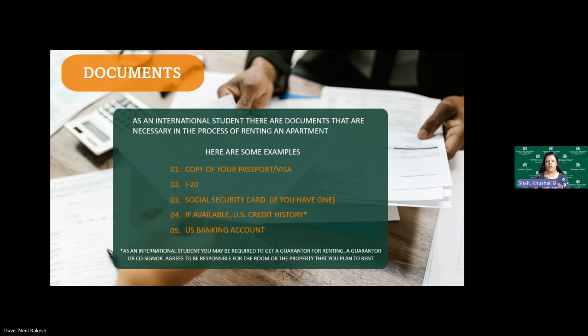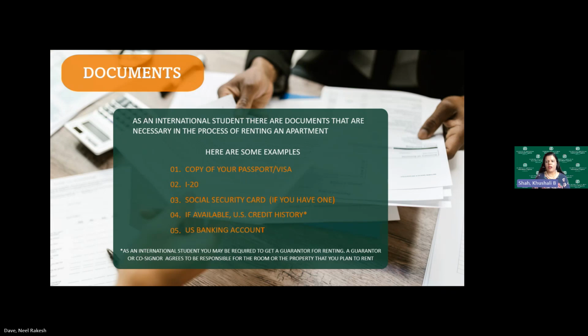Like I mentioned, a lot of apartments in the UTD neighborhood are international student friendly, and they will give you the option to still rent as an international student, but you may have to do additional paperwork or you may have to pay a small fee depending on what apartment complex you're trying to rent. But make sure you have your immigration documents like your passport, visa, your I-20, and you will need a U.S. banking account to be able to pay monthly rent.